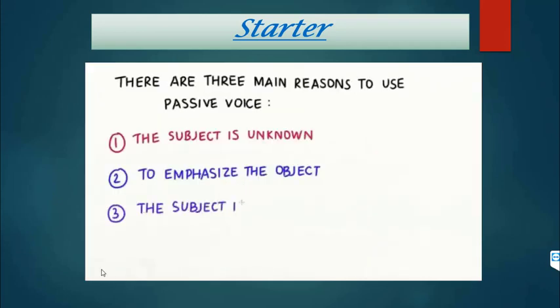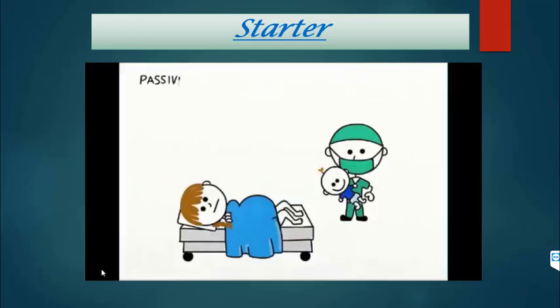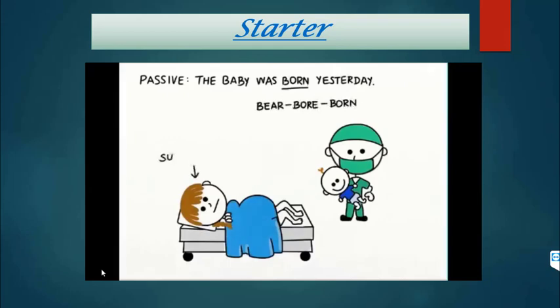The third reason we use passive voice is when the subject is obvious from the context. For example, the baby was born yesterday. Did you know that born is the past participle of bear? Here the subject is mom, but this is obvious, so we don't need to say it.